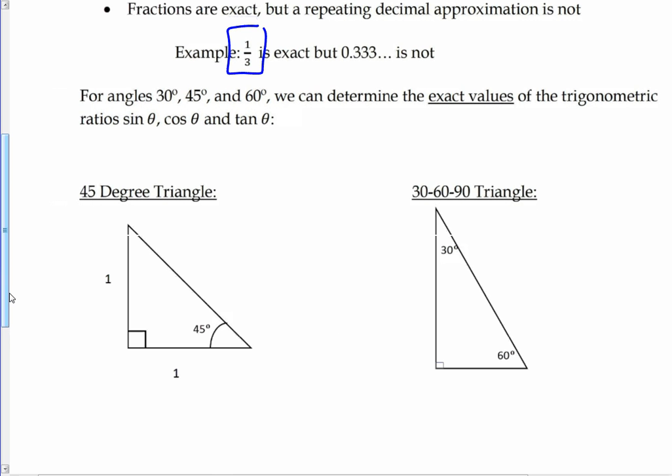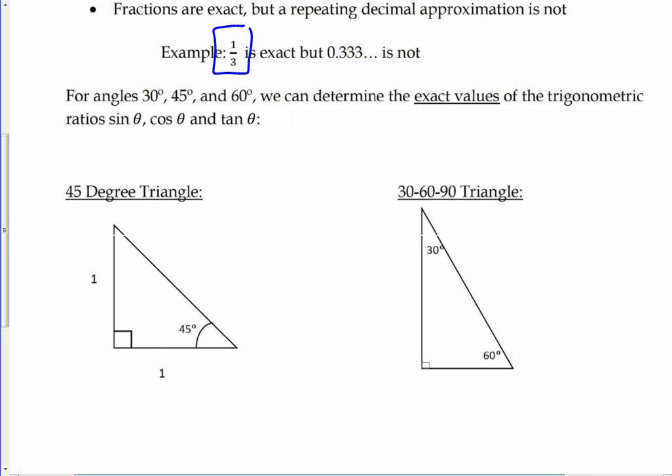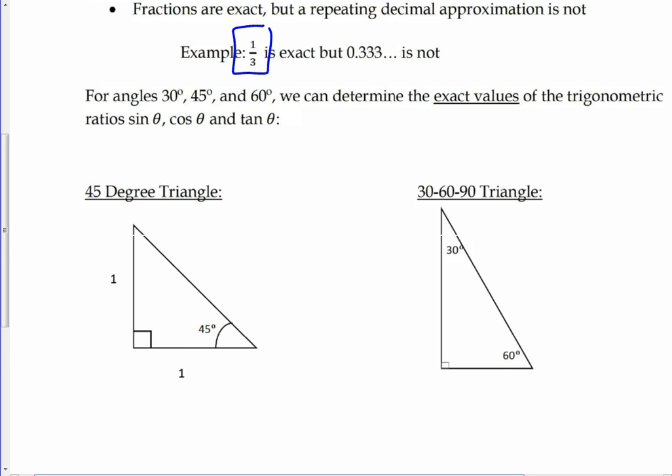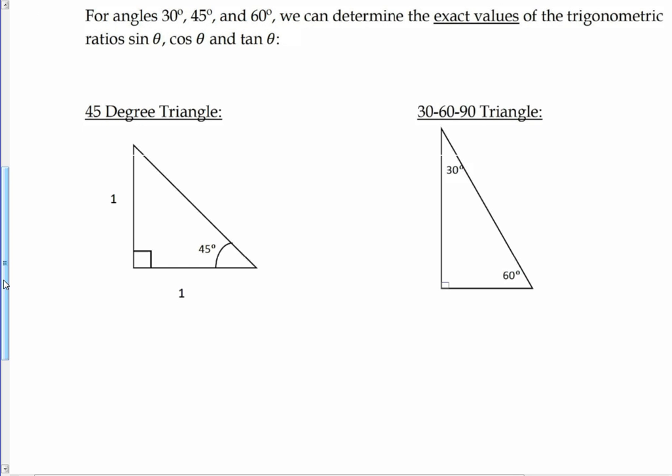For angles 30, 45, and 60 degrees, we can determine the exact values of the trigonometric ratios. The easiest one, the first one, let's talk about a 45-degree right triangle. So the acute angle here is 45. Do we know what the other angle is? 45. So if we make this side a 1, this one is also 1 because it's an isosceles triangle. Because we have two angles equal, then we have two sides equal.